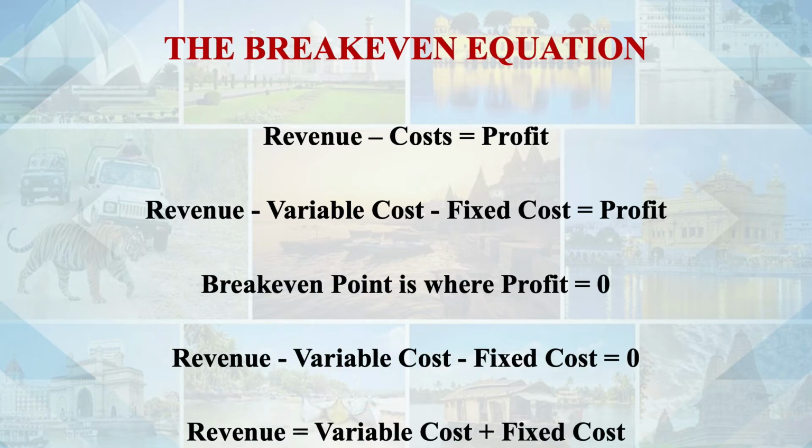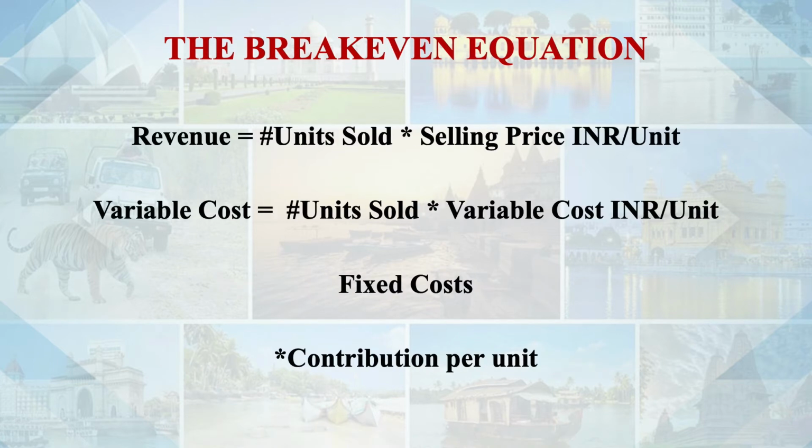And let's again redefine this. Break-even point is where profit is 0. So what we can say, revenue minus cost is 0, or again revenue minus variable cost minus fixed cost is 0, or we can say revenue is equal to total cost, or revenue is equal to variable cost plus fixed cost. As we know, total cost is variable cost and fixed cost. Revenue means sales, units sold multiplied by price per unit.